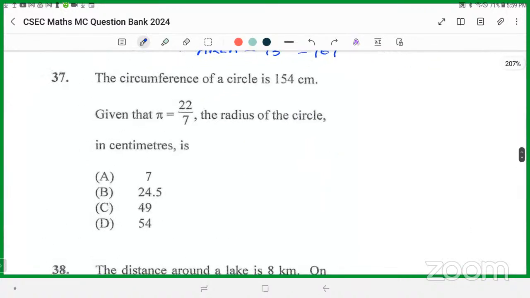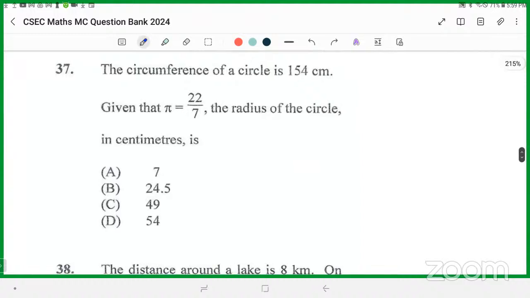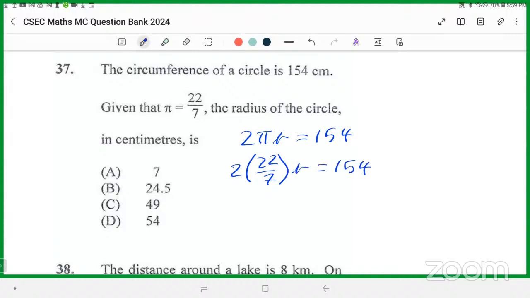Here, it says the circumference of a circle is 154. If pi is 22 over 7, then I want you to tell me the radius. This means that 2 pi r, that's the circumference, is equal to 154. And the pi is 22 over 7 right here. So it means that 2 times 22 over 7 times the radius is equal to 154. That's what you're working out.